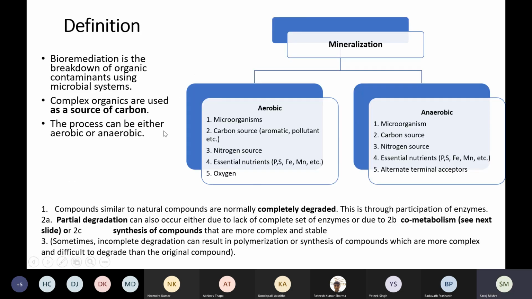Now, by definition, what is bioremediation? It is the breakdown of an organic contaminant using microbial systems. And what you are eventually aiming for is that these complex organics or pollutants can be used as a source of carbon by the microbial system. And given the biochemistry which we understand of microorganisms, this process can be either aerobic or anaerobic. Okay, that is, there are bacteria which can carry this out in the presence of molecular oxygen, or even if oxygen is not there.